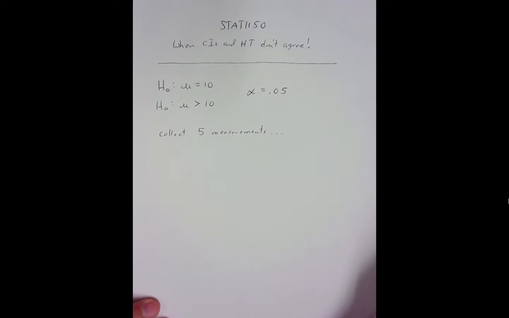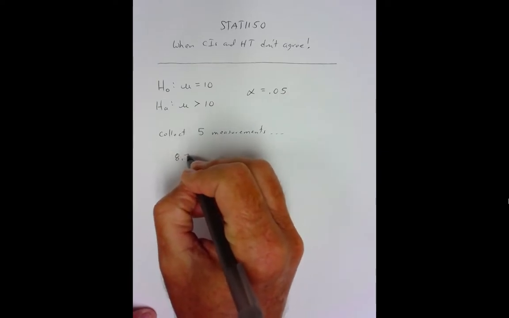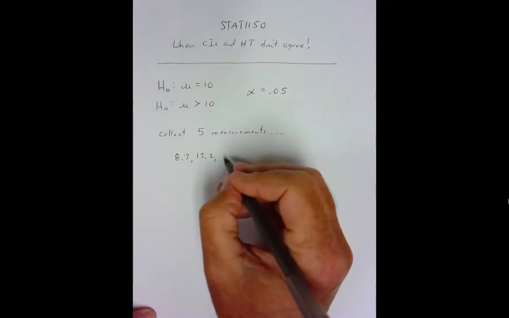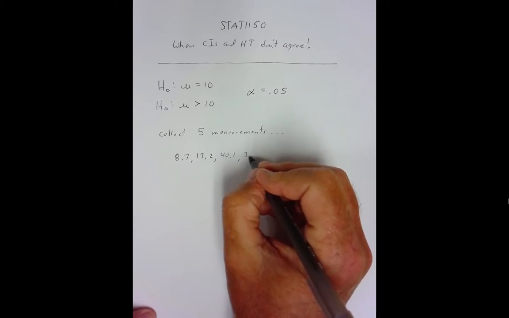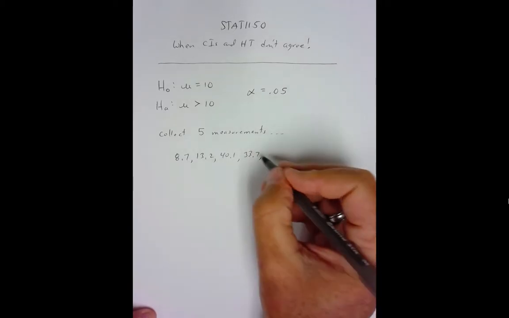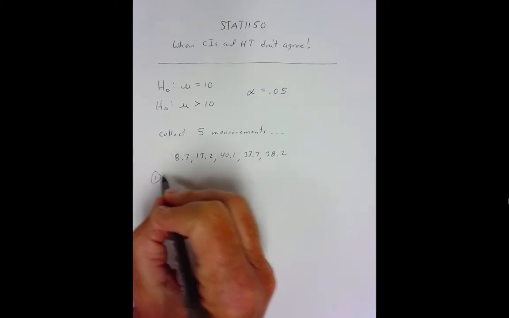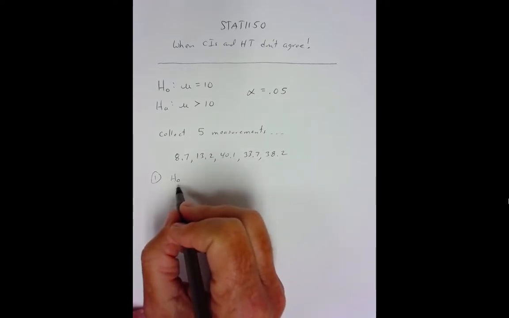And let's assume normality, independence, and randomness. All right. So the measurements that we collect are 8.7, 13.2, 40.1, 33.7, and 38.2.